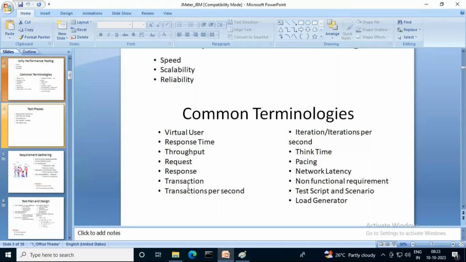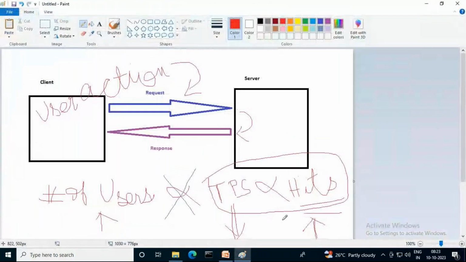Just one thing: if the TPS is more, then we can say the throughput is also more. Yes, TPS is nothing but throughput. If your TPS is more, your throughput is also more.